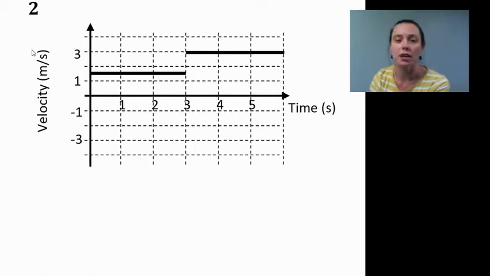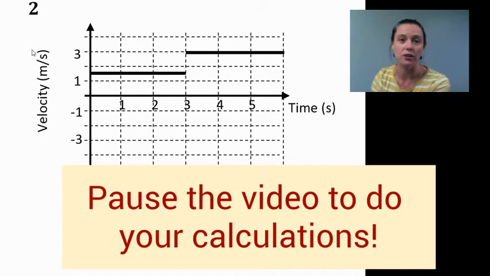Let's consider an object that's moving a little bit differently. This object starts off moving at 1.5 meters per second for 3 seconds. Then, for another 3 seconds, it moves at 3 meters per second. How far will this object travel? Pause the video if you want to do the calculation.